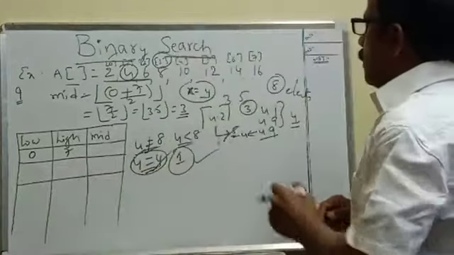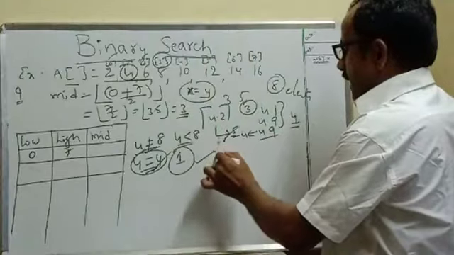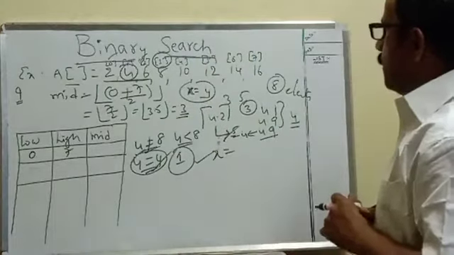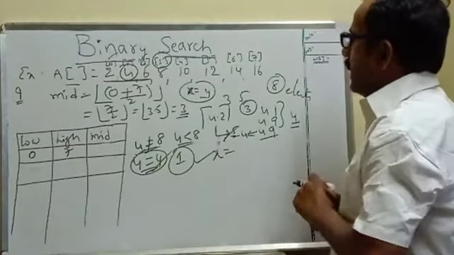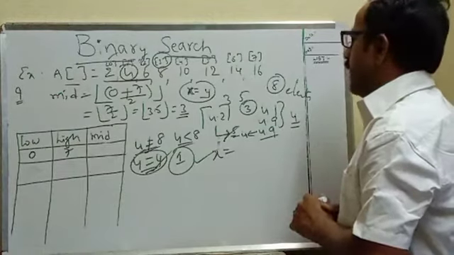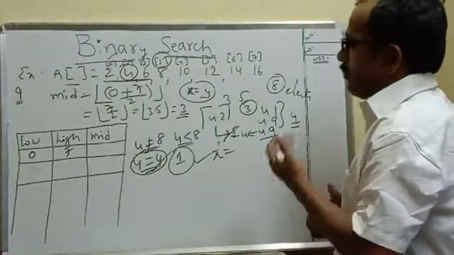Now suppose we take an unsuccessful search, what I am saying is for unsuccessful search. Suppose x is equal to a number which is not present in the list, any number between 12 and 14, or 14 and 16, or above 16 you can take.